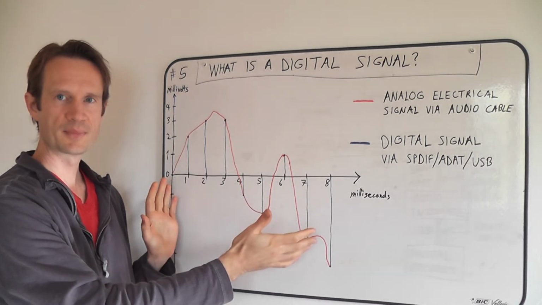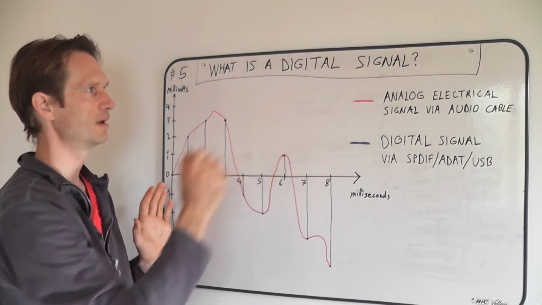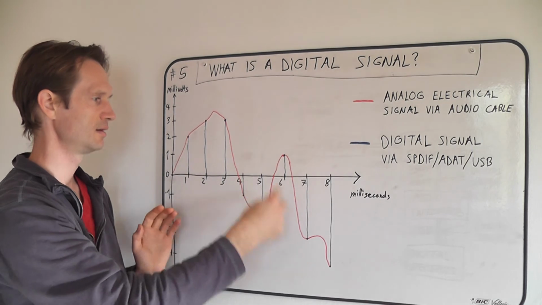But here, my main point is just to describe the difference between an analog signal and a digital signal, and what that looks like on a graph.